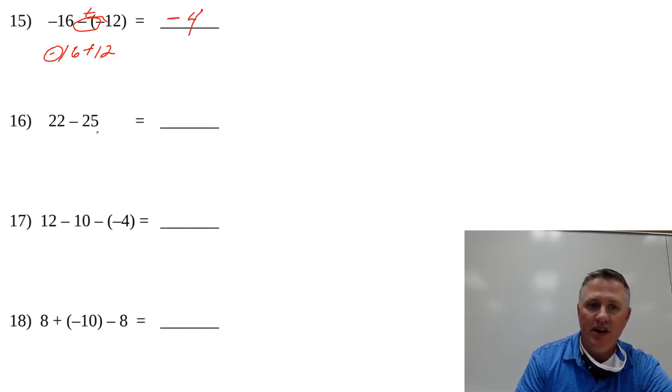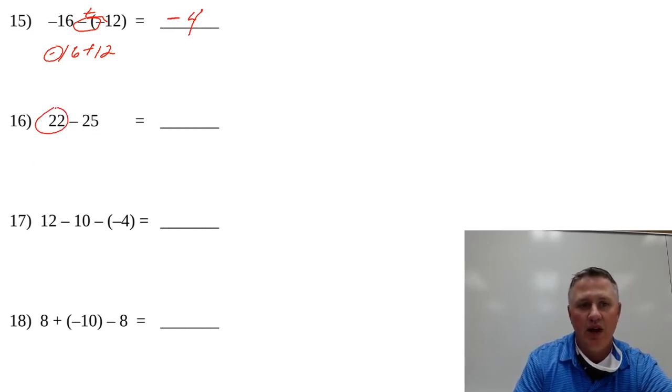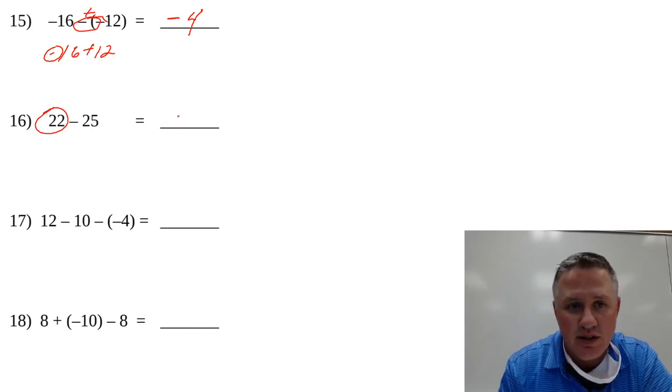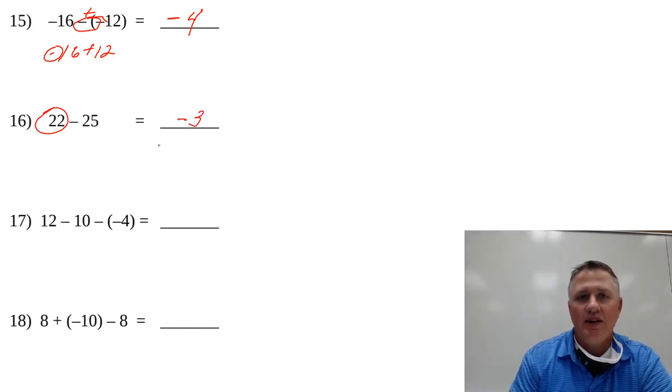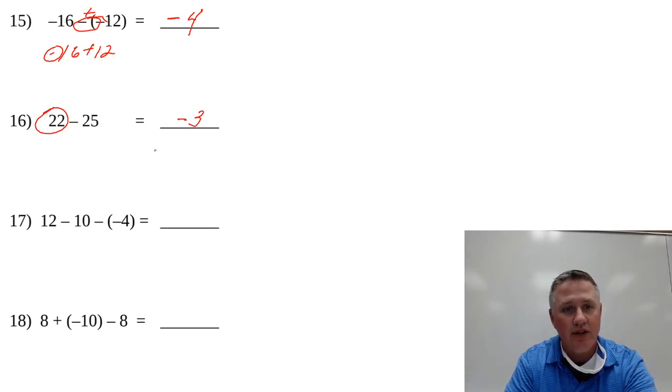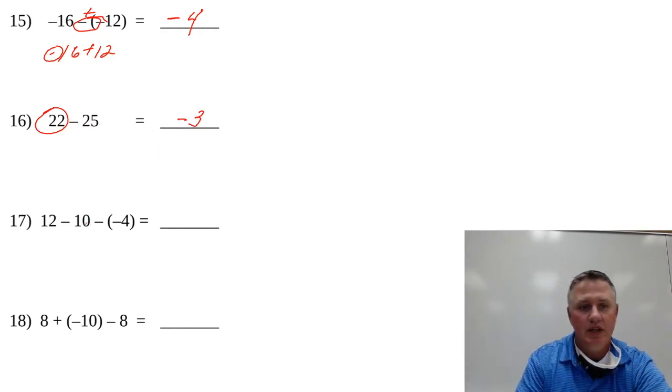22 minus 25. Well, if I had $22 and someone asked for 25, I couldn't do it. But if I loan them, if I had credit card, I could go negative 3, right? You go beyond 0.